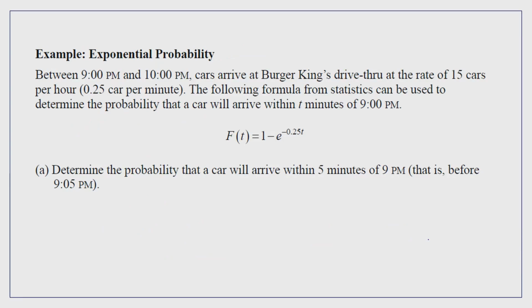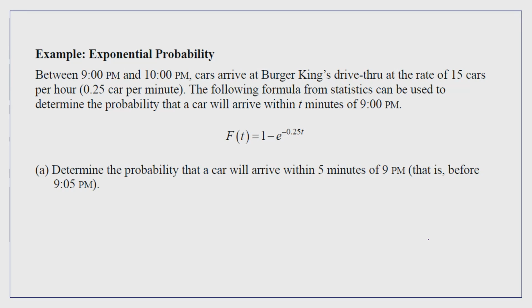All right, now we have a word problem involving exponential functions. So this word problem deals with exponential probability. Between 9 p.m. and 10 p.m., cars arrive at Burger King's drive-thru at the rate of 15 cars per hour. So that's 0.25 car per minute. The following formula from statistics can be used to determine the probability that a car will arrive within t minutes of 9 p.m. And that formula is f of t equals 1 minus e to the power negative 0.25t.